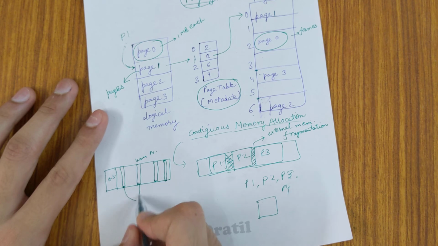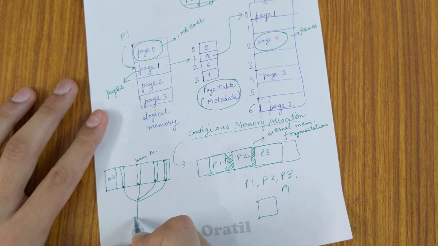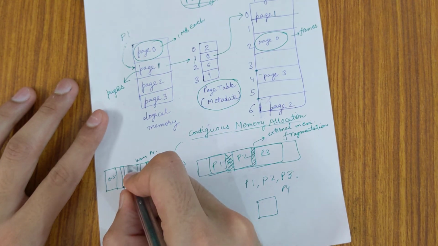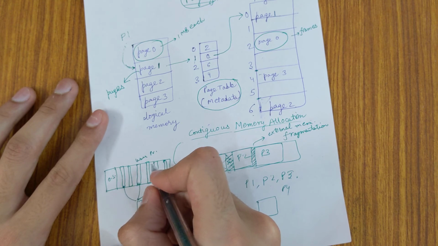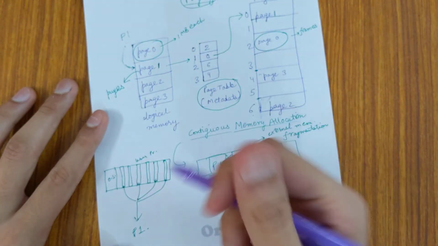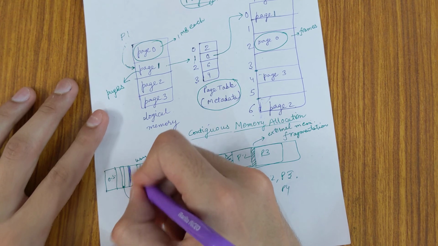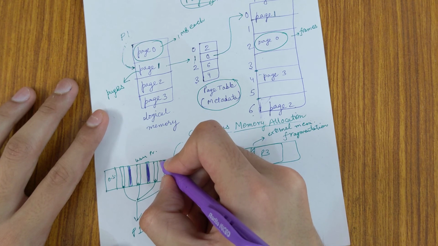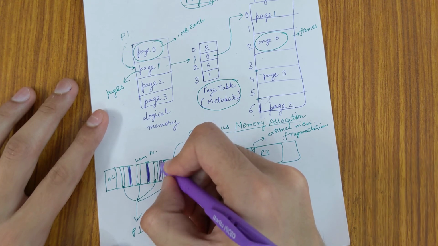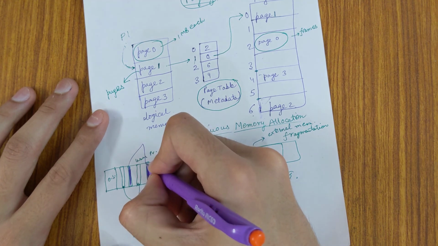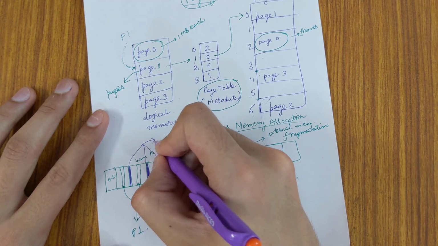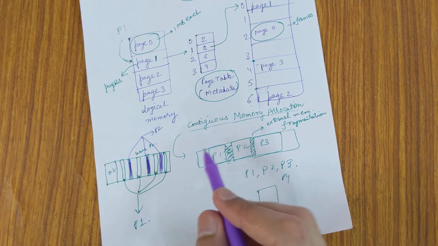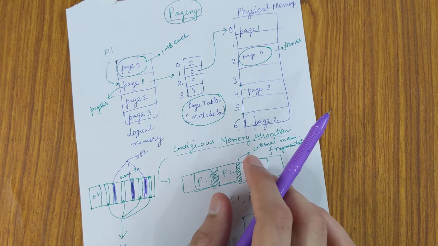So let's say these 4 frames are currently used by process P1, and I will mark these with a different color, and let's say one more frame here. These all 3 are used by process P2, which are obviously non-contiguous in physical memory. So these frames are non-contiguous.